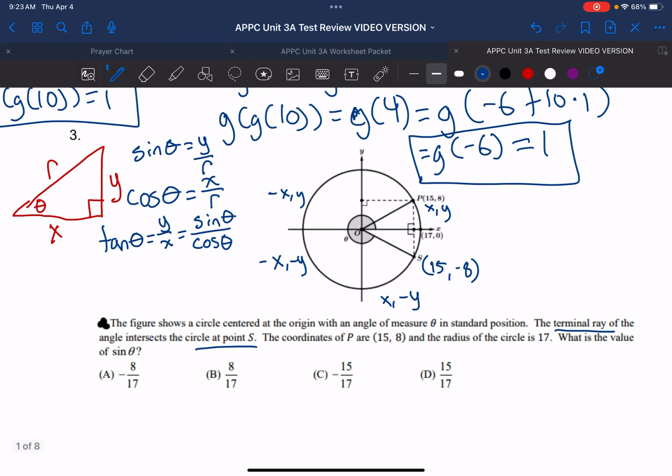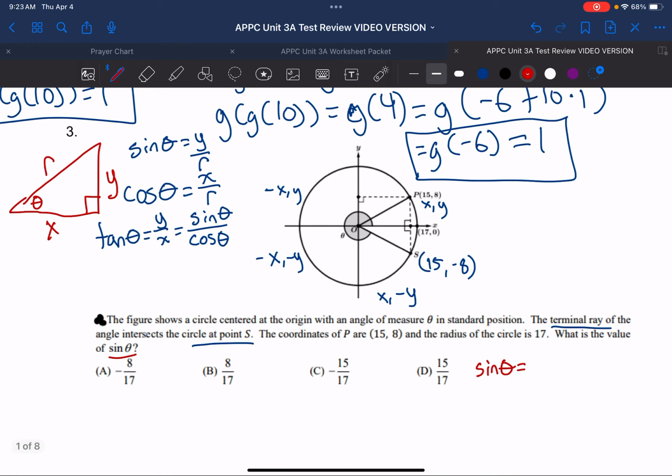So I know all this, so I've got to look at which one it wants me to use. It wants me to use sine of theta, so I'm going to go ahead and write this out. Sine of theta is y over r, and really I'm looking at the vertical displacement, or the y coordinate here at S, so that is negative 8 over my radius, 17. So negative 8 over 17.